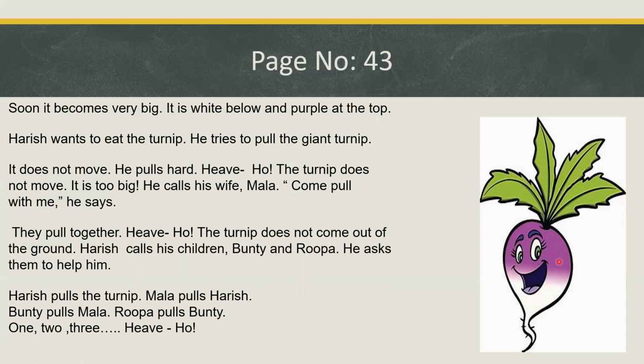And what was the color of the turnip? Beautiful. On the top it was purple, and at the bottom it was white in color. Harish wants to eat the turnip. He tries to pull the giant turnip. Now what happens to Harish?